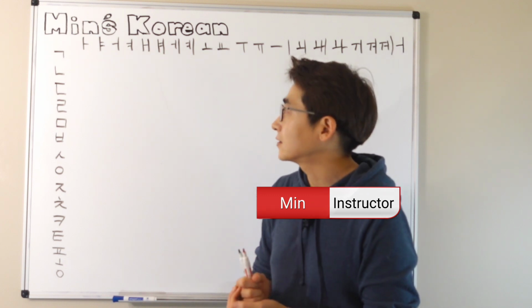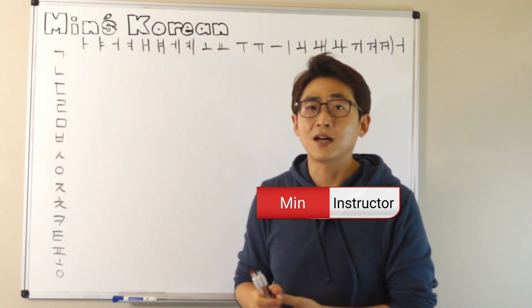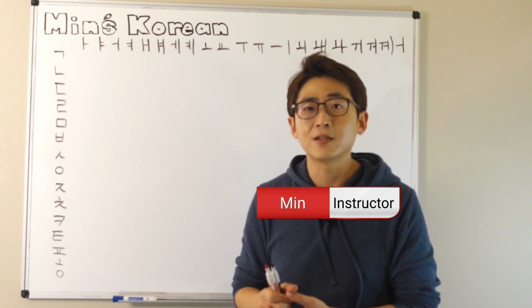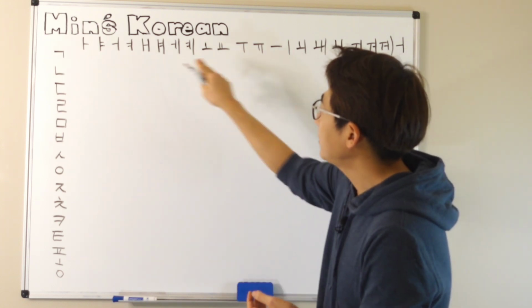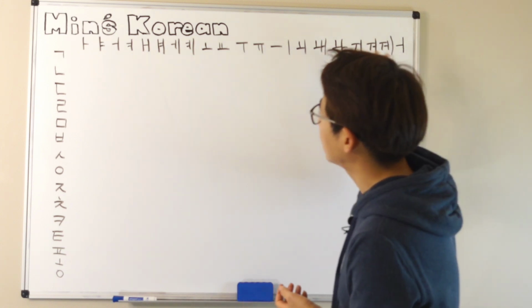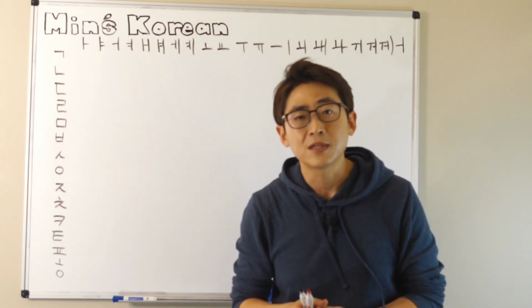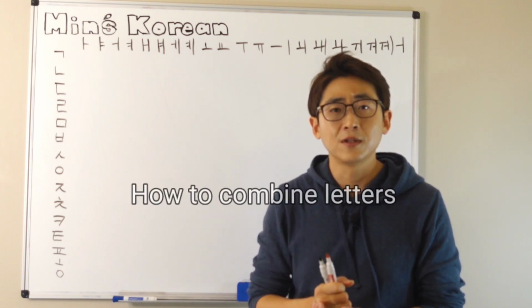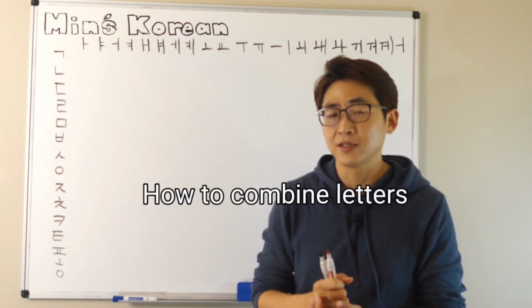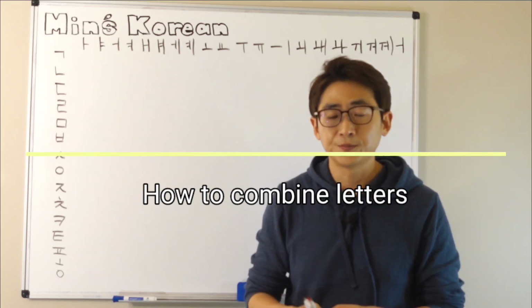Last class, we talked about 19 different consonant symbols in the Korean writing system, Hangul. And we also talked about 21 different vowel symbols in Korean letters. And today, we'll be talking about how we can combine them together to make a syllable.